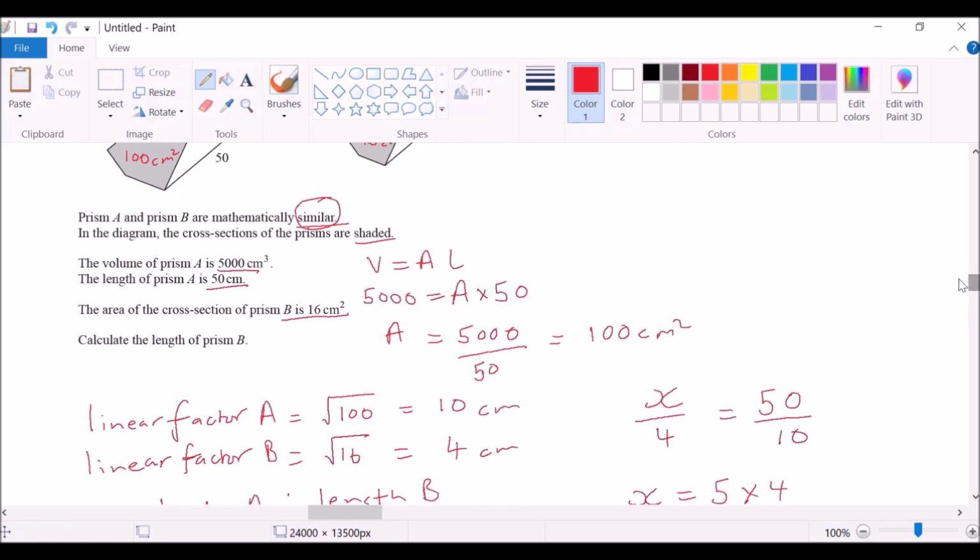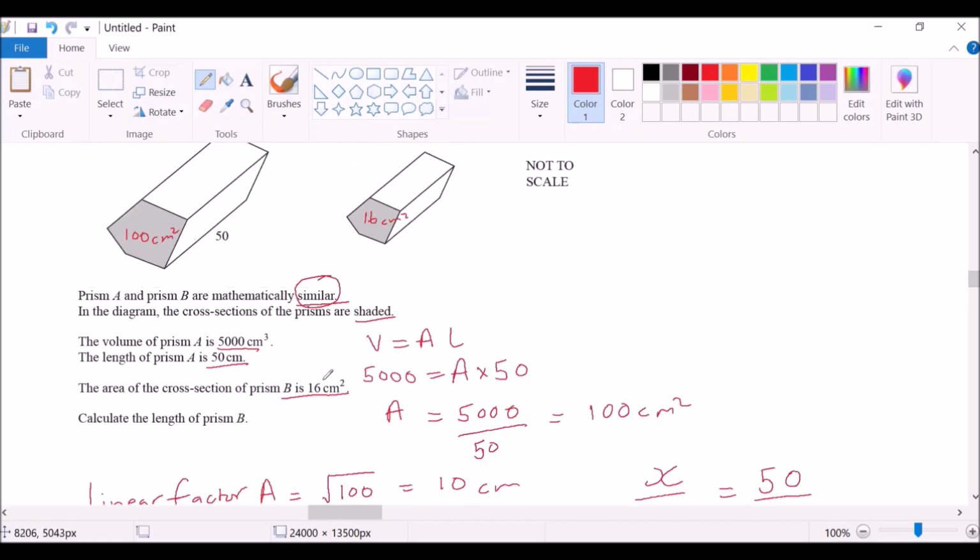So the first thing is to find a similar measurement. We are given area at B. We can use these values to find area on A. Once we have the area, we find the length factor on A and the length factor on B.